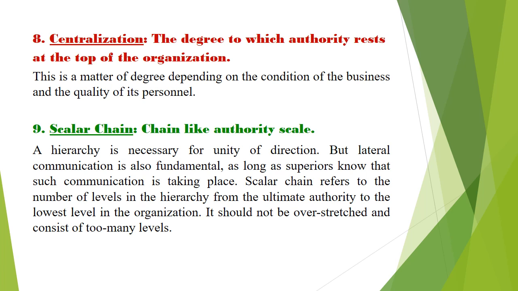Then the next principle is scalar chain. A hierarchy is necessary for unity of direction. So a scalar chain refers to the chain of superiors ranging from the ultimate authority to the lowest rank, and the communication should follow through the established chain of command. And it should be noted that it should not be overstretched and consist of too many levels, as it may become a barrier in the communication process from the top level to the lower level.